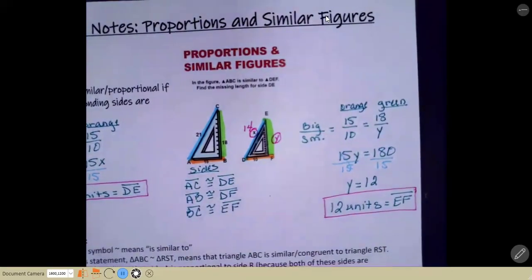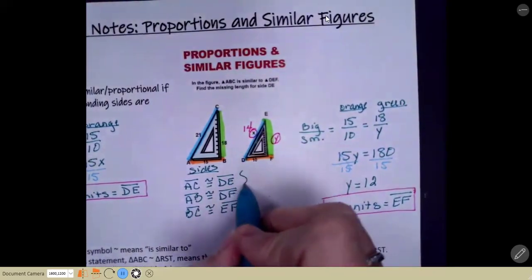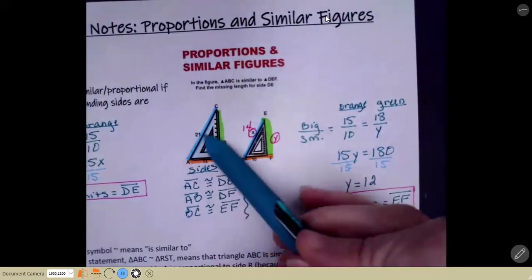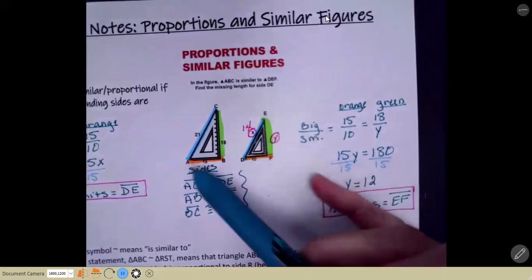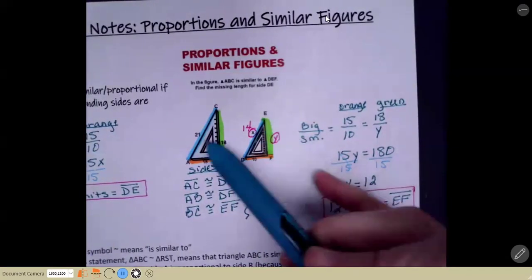Okay? Yes, that means equivalent to. I don't get it. Okay, this side right here is equivalent to this side, or proportional. I should be saying proportional to this side.